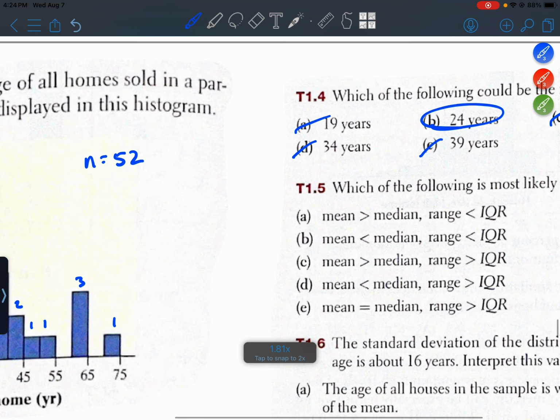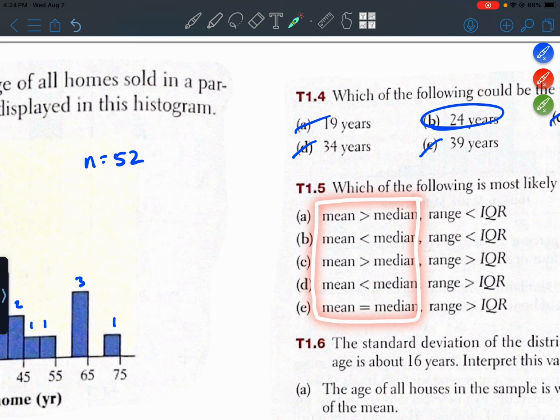We want to compare the mean to the median and compare the range to the IQR. Let's start here. The range is the maximum minus the minimum, and the IQR is the third quartile minus the first quartile. The range is always going to be a wider measurement than the IQR, because the range is looking at the overall width of the distribution, and the IQR is only looking at the spread of the middle 50%. Just on that alone, we could eliminate A, because the range will not be less than the IQR. It could only be greater than the IQR.